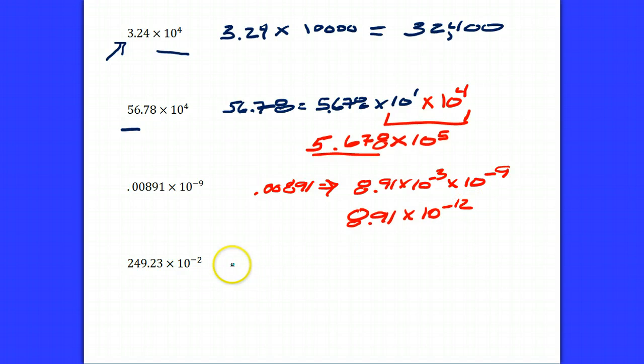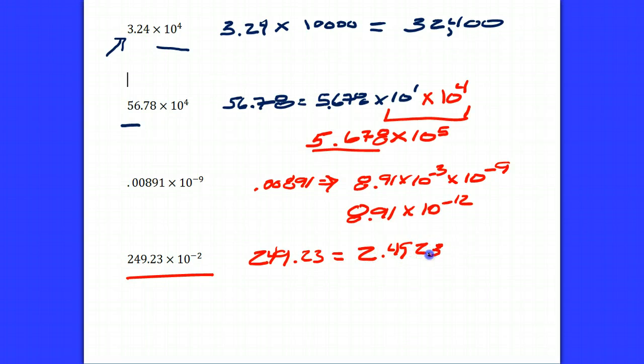One more. This is not scientific notation. It has 1, 2, 3 left of the decimal. The previous one was not in scientific notation because it didn't have anything to the left of the decimal. This has too many to the left of the decimal. We need to take 249.23. We need to change it to scientific notation.